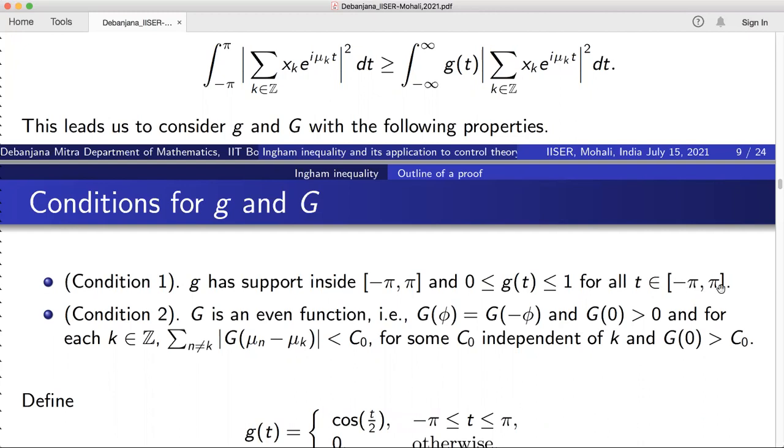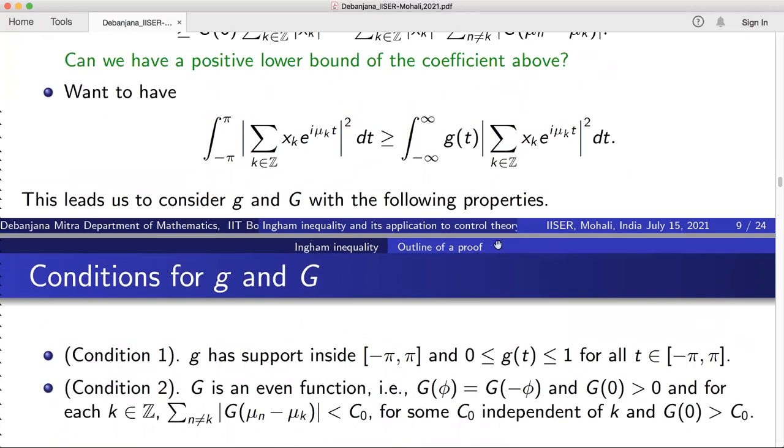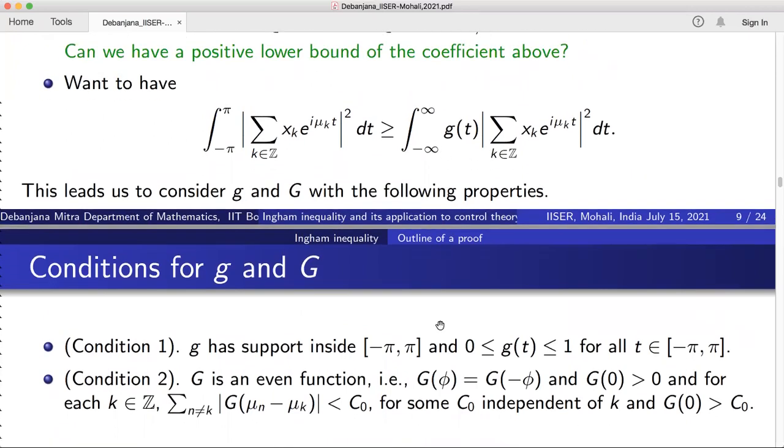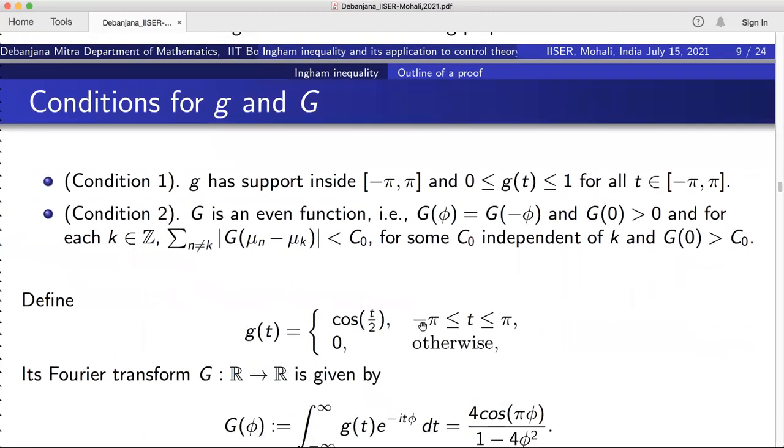Okay, so this is one condition needed for small g, and if we have that, then you see that the above inequality holds. Next, I was pointing out that capital G also needs to be an even function. That means that G of phi is equal to G of minus phi. Not only that, I want G0 to be strictly greater than 0.